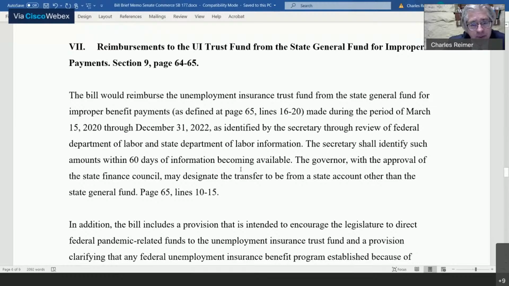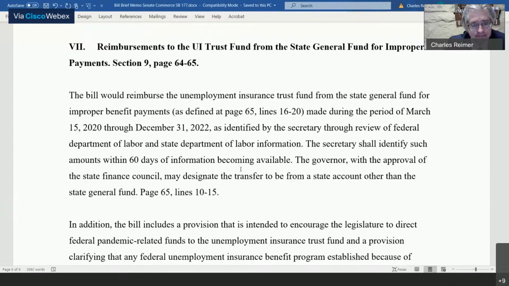Another important part of the bill is attempting to deal with the issue of the depletion of the UI trust fund as a result of the pandemic, as a result of the claims. They're both legitimate and fraudulent. And this bill provides for reimbursements to the UI trust fund from the state general fund for improper payments.